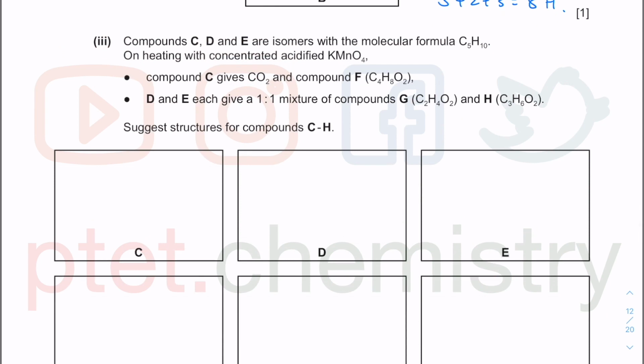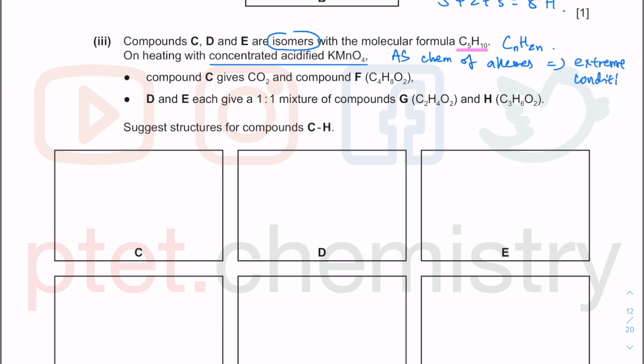Compounds C, D, and E are isomers. They don't tell you what kind of isomers, whether it's structural or optical, you don't know. But they are C5H10. Most likely they are alkenes, CnH2n. In fact, the next bit is chemistry of alkenes. This is AS, and it is to do with oxidation of alkenes. And this is extreme condition. Concentrated acidified KMnO4 is going to be the extreme condition.